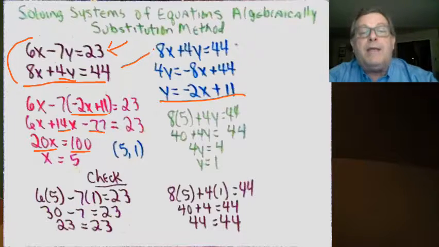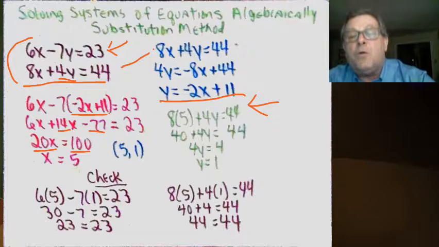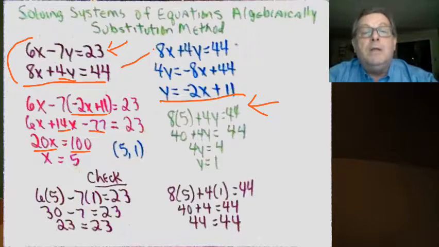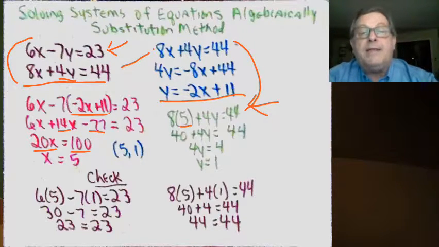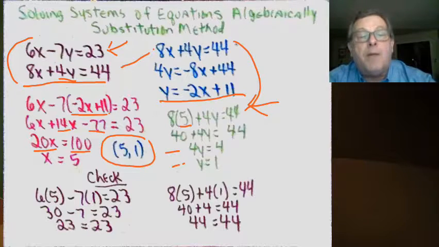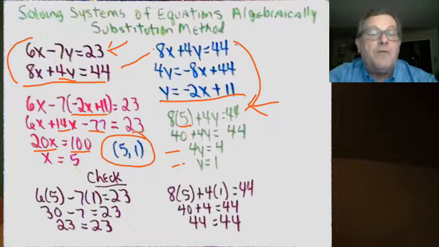So I go back in here, and now I'm going to plug 5 back into this original equation to get a y value. So I substitute in 5 for x, going right to here. And so 8 times 5 is 40, and plus 4y equals 44. I'm going to subtract 40 from both sides. So now I've got 4y equals 4, and y is equal to 1. And so my possible solution set is 5 and 1.